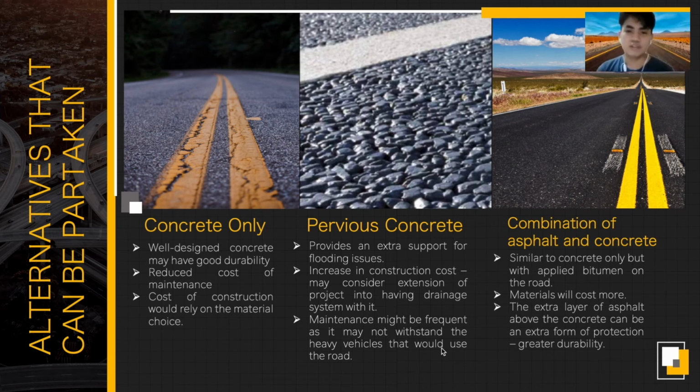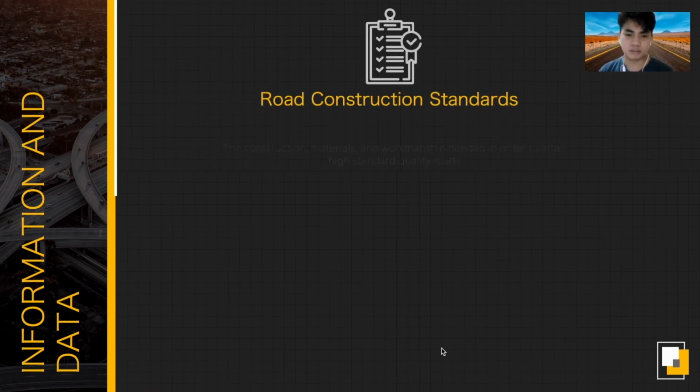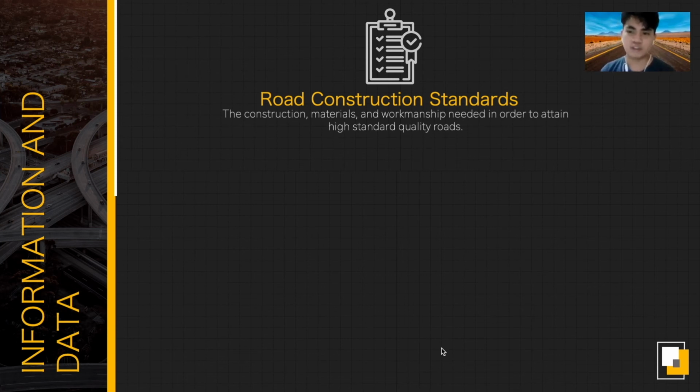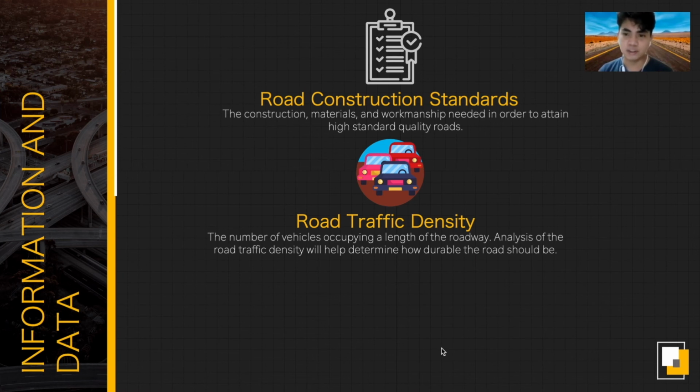In order for the project to be successful, information and data are needed to be collected and analyzed. First is the road construction standards. In order for this project to produce high-efficient roads, we need a basis to ensure that the road construction materials, design, and workmanship is of high quality. Next is the road traffic density. Roads can be constructed either with a lower or higher durability depending on the estimated road traffic density.